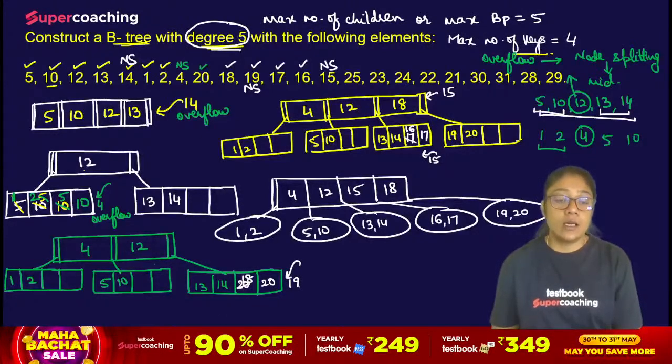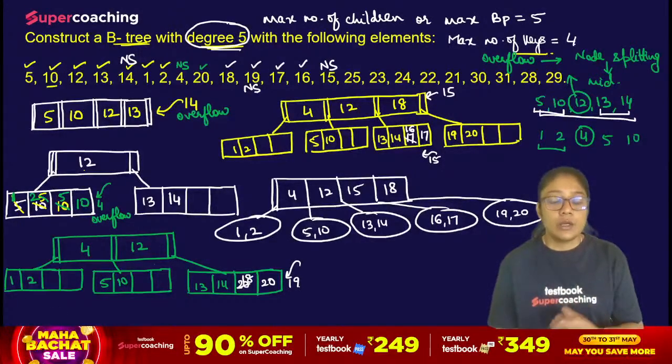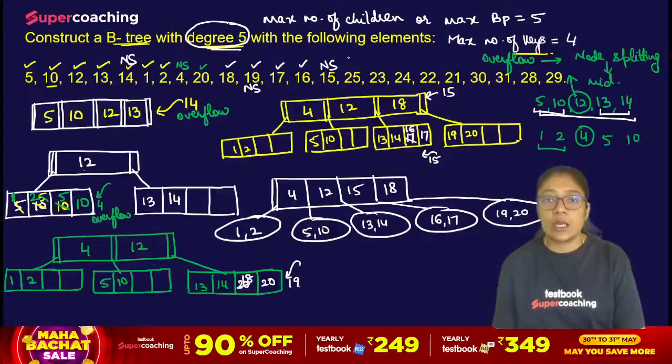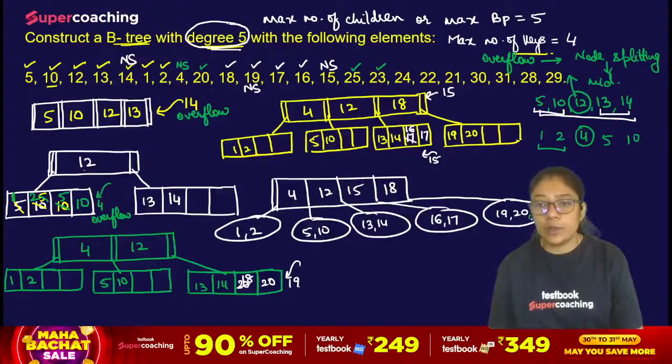So this is done. Now the next element that we are getting is 25. I purposefully took the lengthy example so that you get comfortable with the insertion of a node in a B tree. Since 25 is greater than 18, it will be going to the right side. Next element is 23. 23 is greater than 18, so it will be going to the right side.